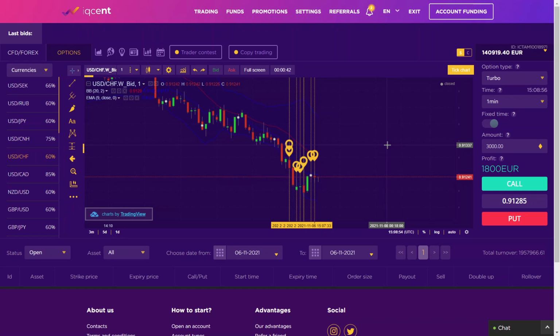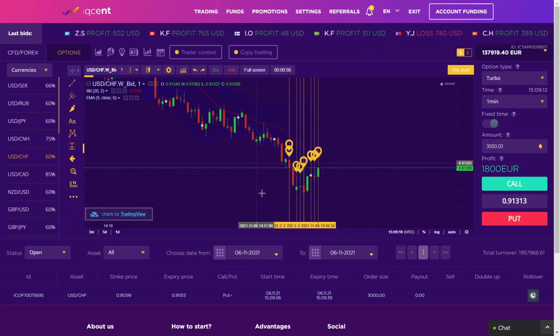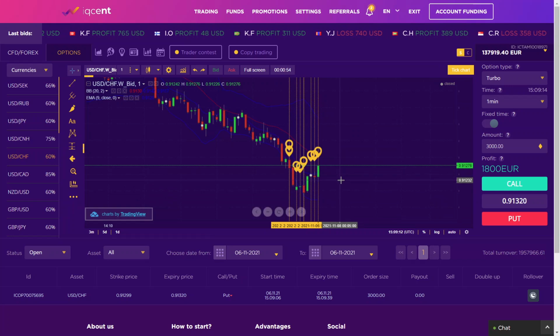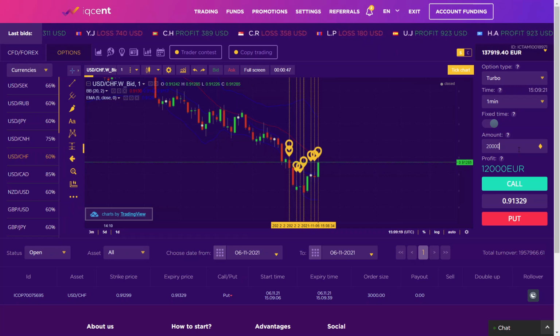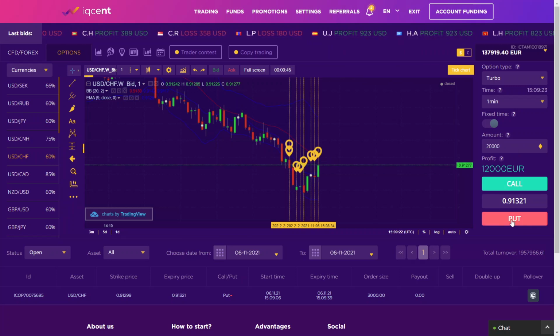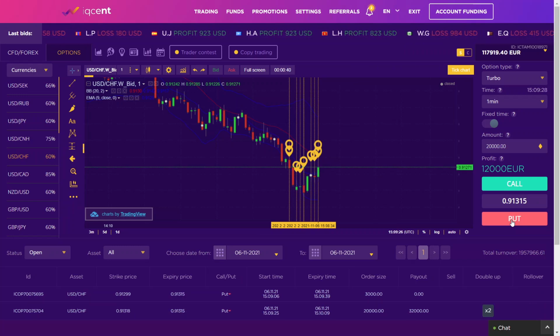And so probably we will stop. Oh no, the situation is changing a little bit, and I would catch one more trade in this situation. So you can see that the rollover is continuing, and definitely we can do some bigger trade in this situation. Yes, I will put a $20,000 trade in this situation, and let's wait for the trade to expire.